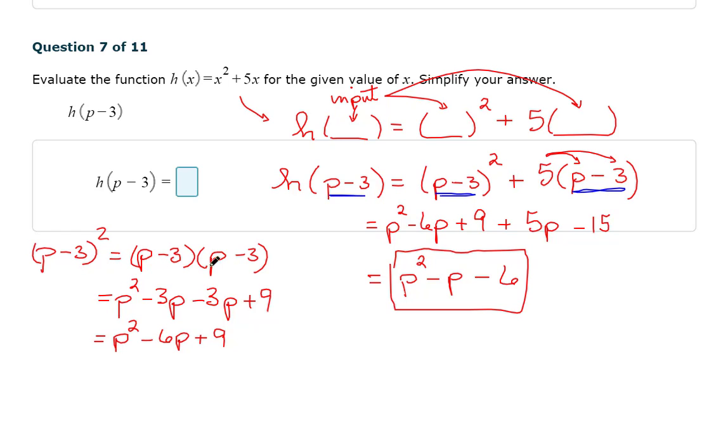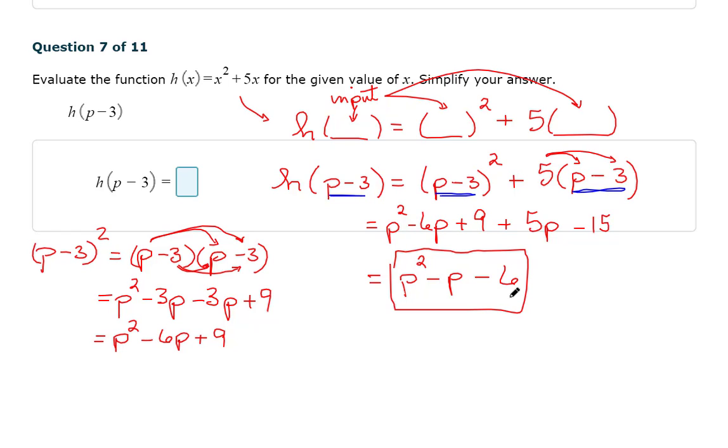I actually have to write this out and now go term by term. P times p, p times minus 3, minus 3 times p, minus 3 times minus 3. And when we do that and combine like terms, I get p squared minus 6p plus 9. Okay, and so what? Anything combined here? Let's see, p squared, yep, minus 6p and a 5p. That's a minus 1p. And 9 minus 15 is minus 6.